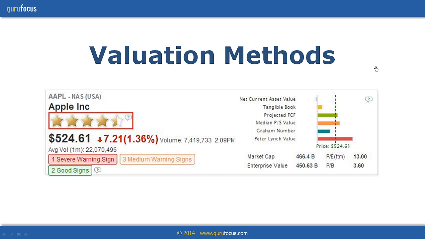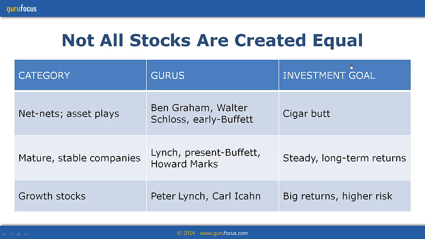But let's go ahead and move forward. I want to go through each of these. Obviously, there's net current asset value, tangible book, projected free cash flow, median price to sales, Graham, Lynch. So we're going to go through each of these one at a time.